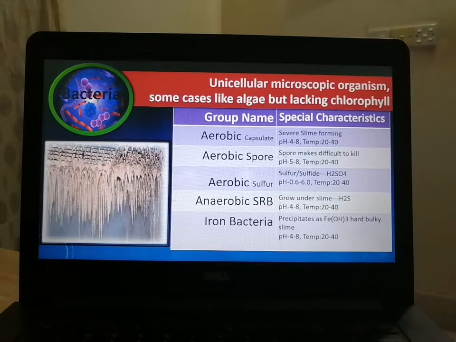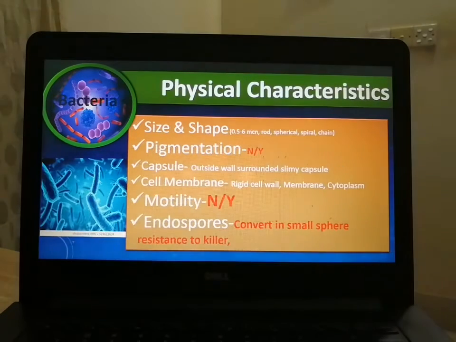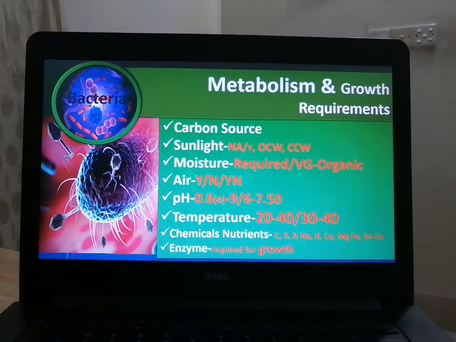Especially critical bacteria like sulfur bacteria can grow at pH 0.6 to 6, and some other bacteria can sustain a much wider range of pH. We also discussed every type of bacteria individually yesterday. Today we continue from the slide that we finished yesterday, which is metabolism and growth requirements.